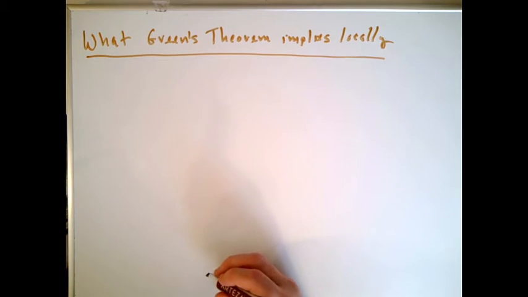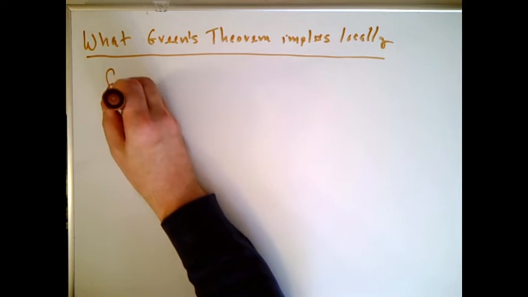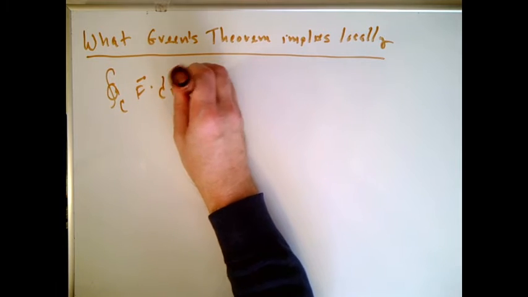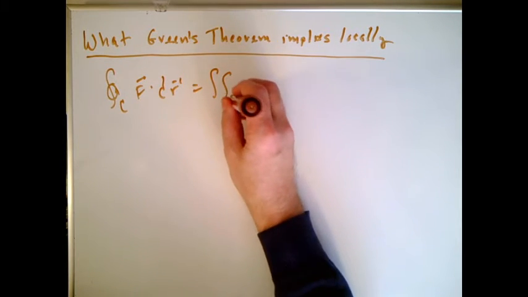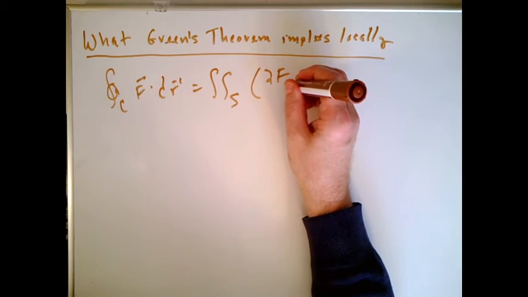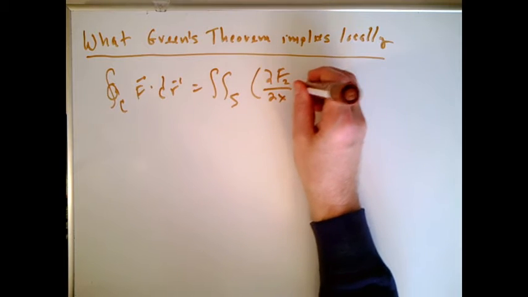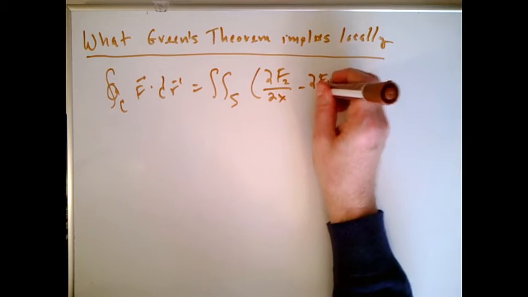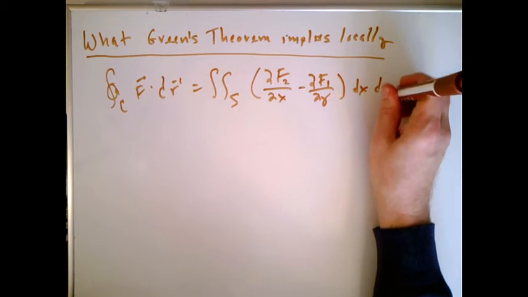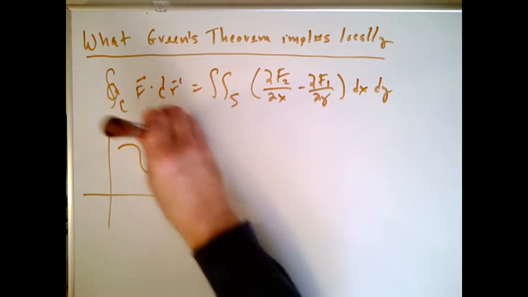Okay, we know what Green's theorem says globally, right? We just have any closed curve, and we get to do that with a double integral around S, and we have what we've been calling the two-dimensional curl function. So this is partial f2 with respect to x minus partial f1 with respect to y dx dy. That's what it would mean locally.